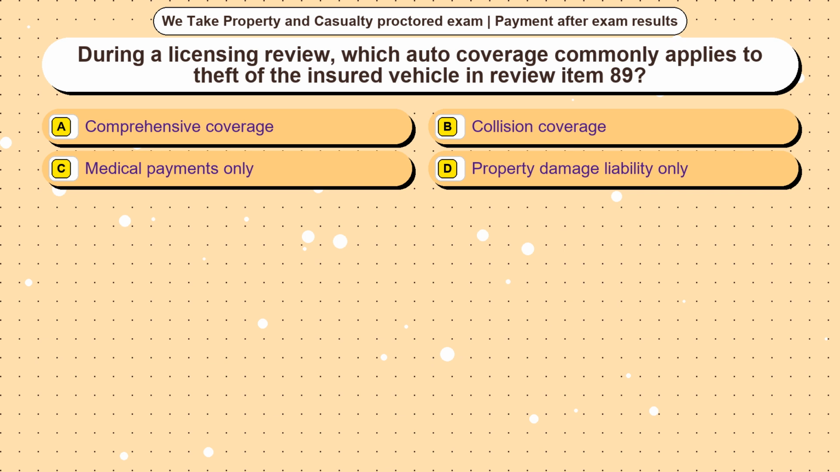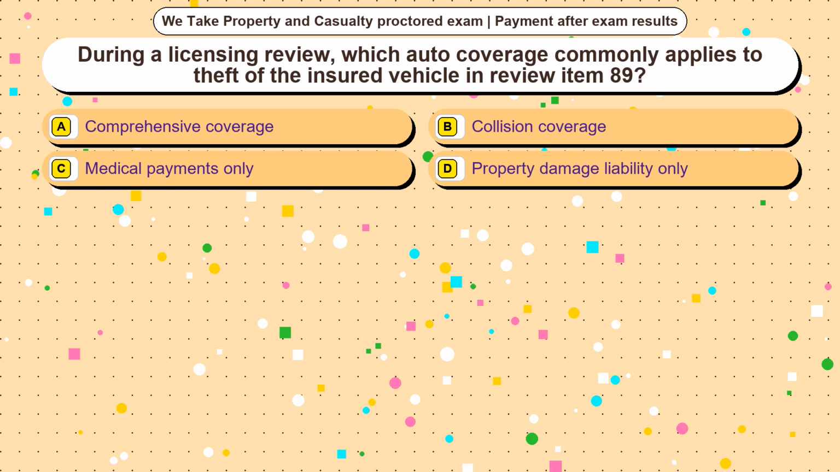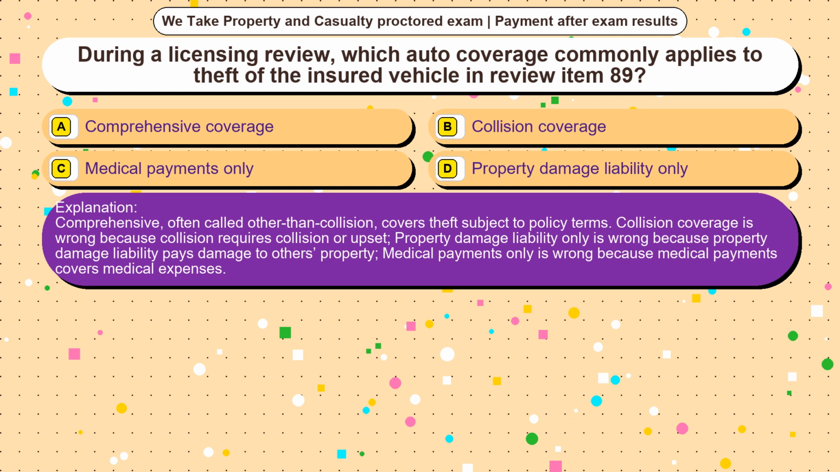Question 12. During a licensing review, which auto coverage commonly applies to theft of the insured vehicle in review item 89? Option A, comprehensive coverage. Option B, collision coverage. Option C, medical payments only. Option D, property damage liability only. The correct answer is option A. Comprehensive, often called other than collision, covers theft subject to policy terms.